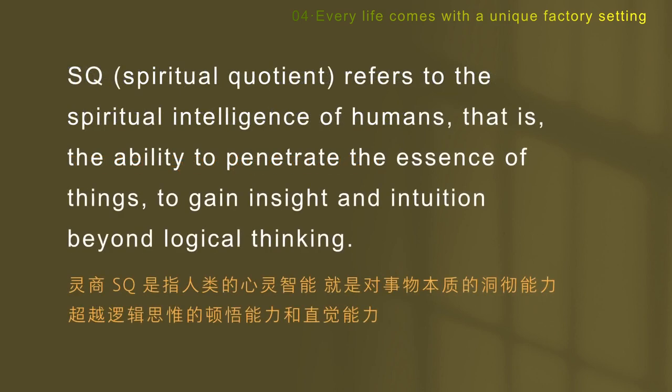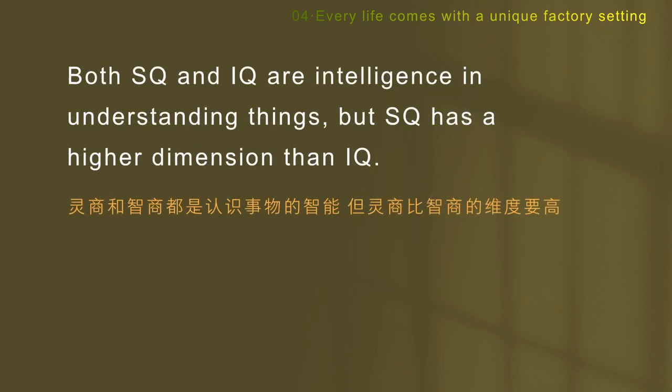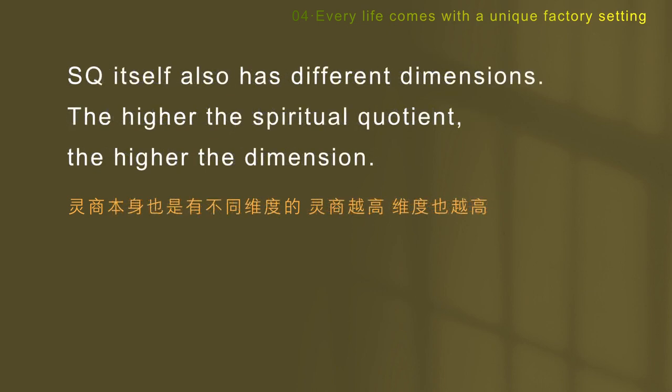SQ, spiritual quotient, refers to the spiritual intelligence of humans, that is, the ability to penetrate the essence of things, to gain insight and intuition beyond logical thinking. Both SQ and IQ are intelligence in understanding things, but SQ has a higher dimension than IQ. SQ itself also has different dimensions. The higher the spiritual quotient, the higher the dimension.